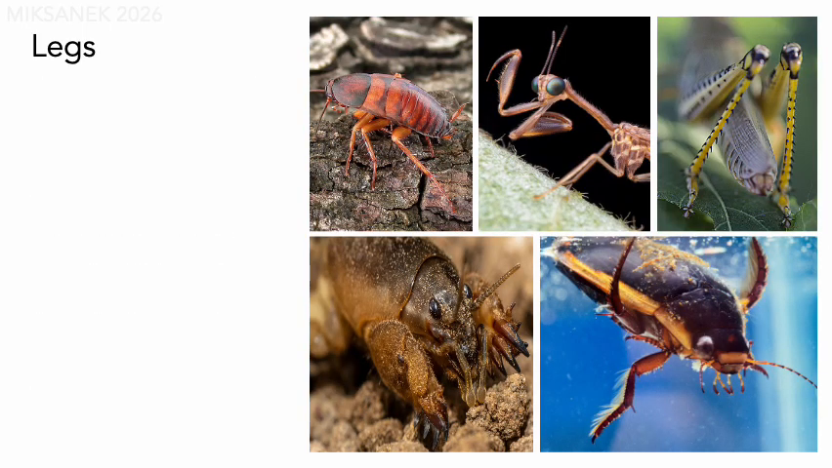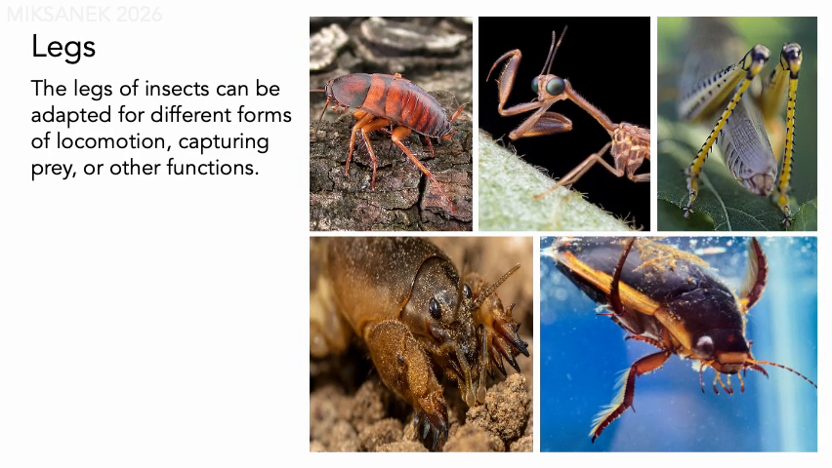As with the mouth parts, the legs are often highly specialized for different ecologies, adapted for various forms of locomotion, for capturing prey, or a variety of other functions. So, modifications to the sort of default walking leg of insects. The first is elongated, slender legs for running. We call these cursorial legs, and cockroaches are a great example of cursorial legs. Long, slender, adapted for speed.